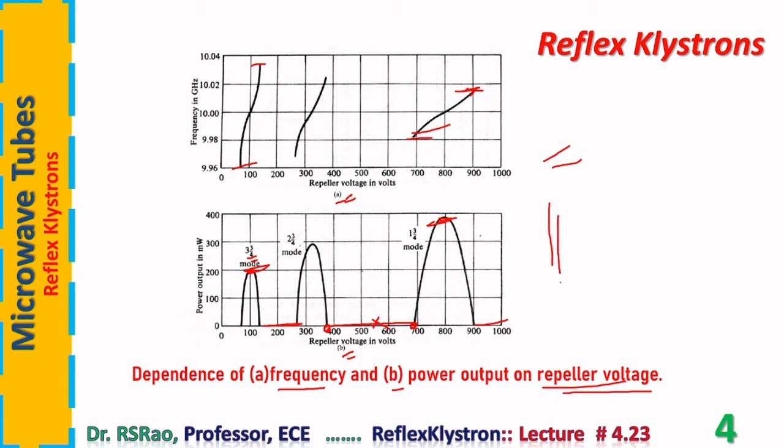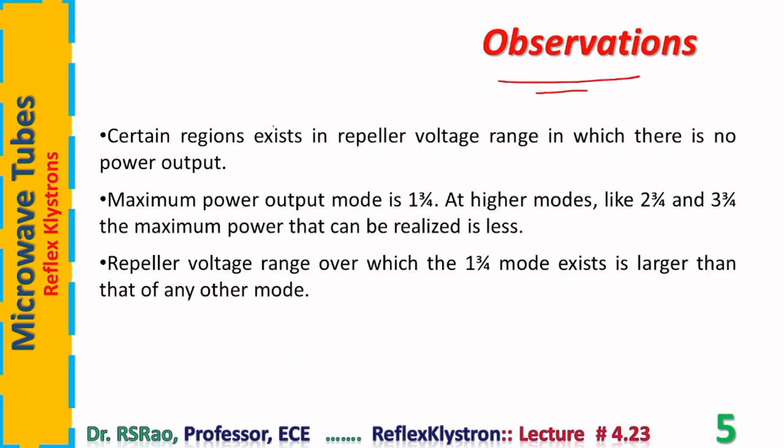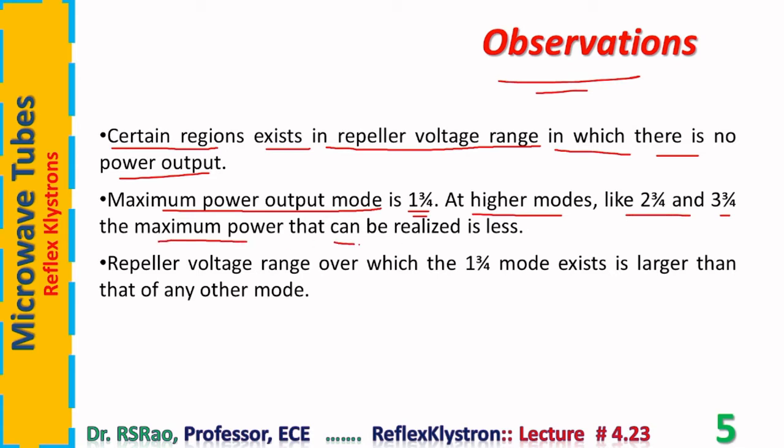Some more points regarding repeller control we discuss now under observations. Certain regions exist in the repeller voltage range in which there is no power output. Maximum power output mode is 1 3/4. At higher modes like 2 3/4, 3 3/4, the maximum power that can be realized is less. We have already understood this while watching the previous slide.